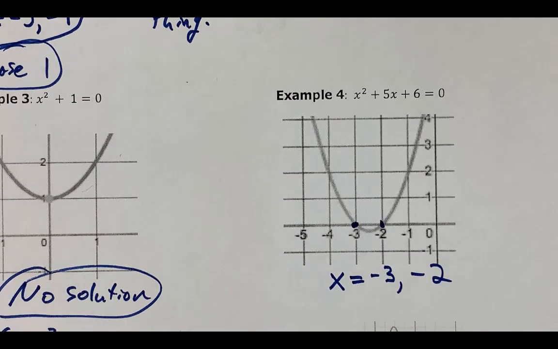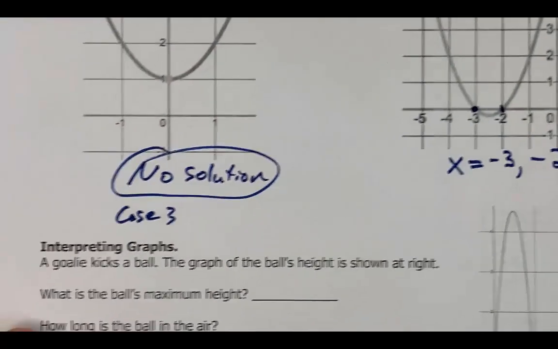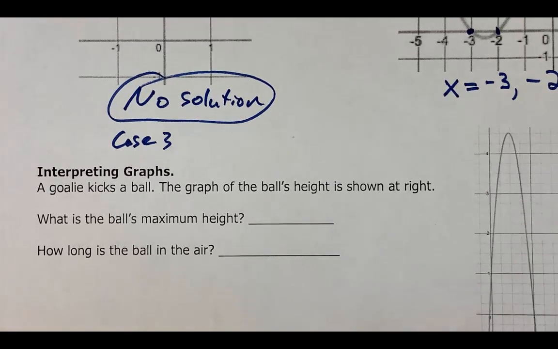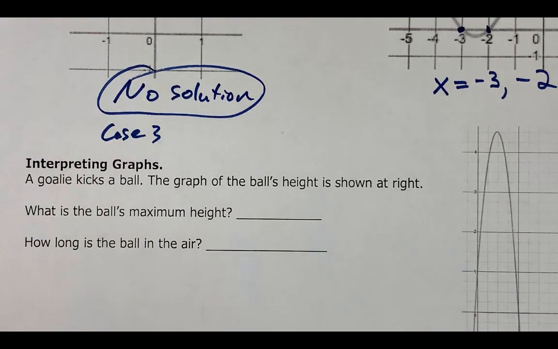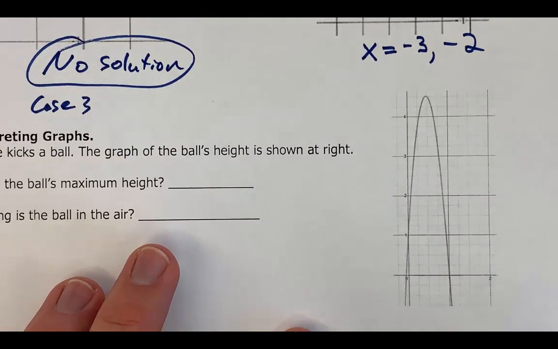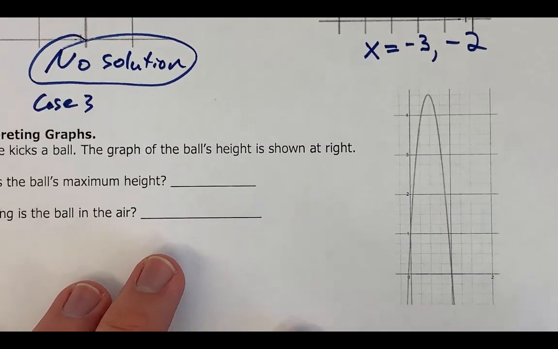Okay, so let's move on from the basic solving by graphing, and let's go down to a word problem here. So we're going to interpret this graph. A goalie kicks a ball. The graph of the ball's height is shown at the right. So over here, we have the graph of the ball's height. And we want to know, what is the ball's maximum height?